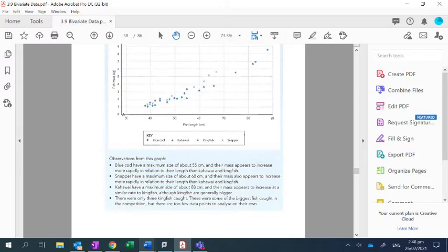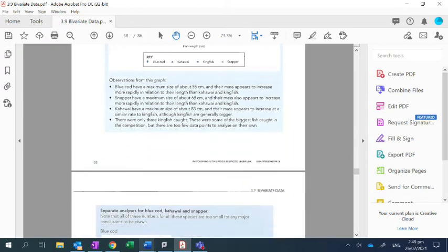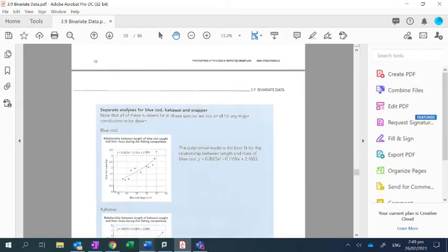So just have a glance here at what they talk about. Blue cod have a maximum size of about 55 centimeters, and their mass appears to increase more rapidly in relationship to their length than some of the other fish. Just a simple observation based on looking at that one group. Snapper have a maximum size of about 68 centimeters, and their mass also appears to increase more rapidly in relation to their length than some of the other fish. So you're just going to be talking about simple differences between the groups.